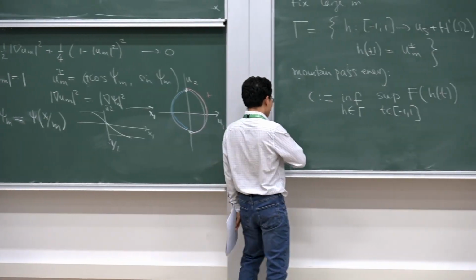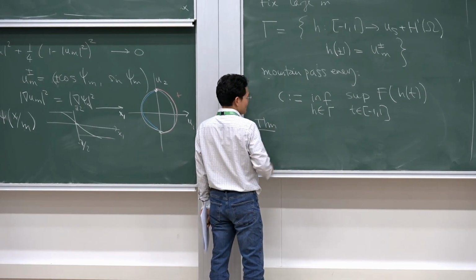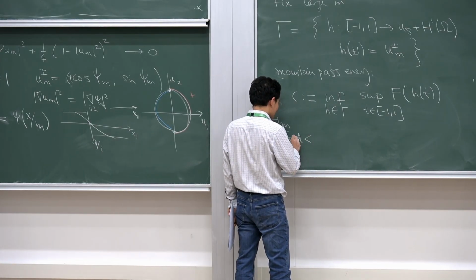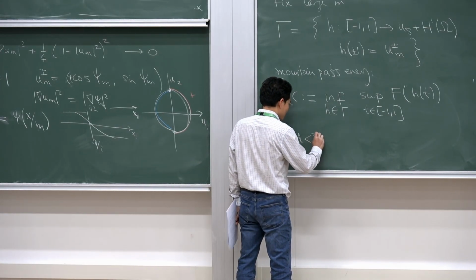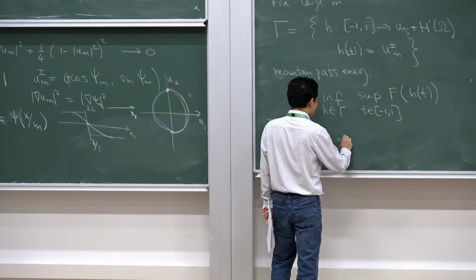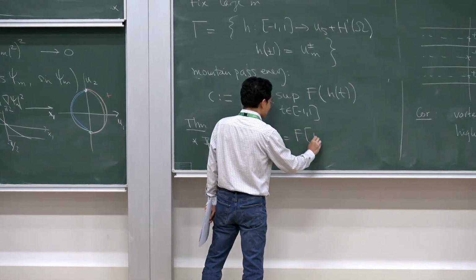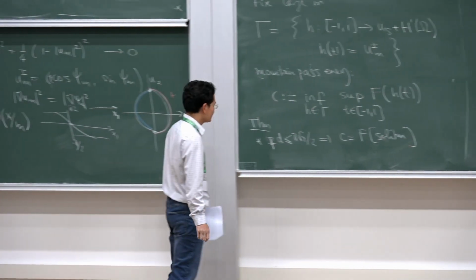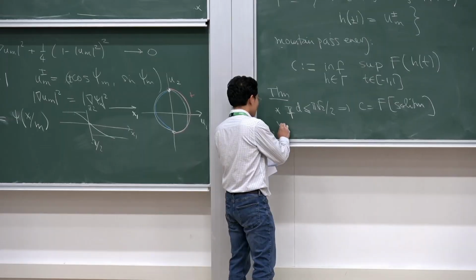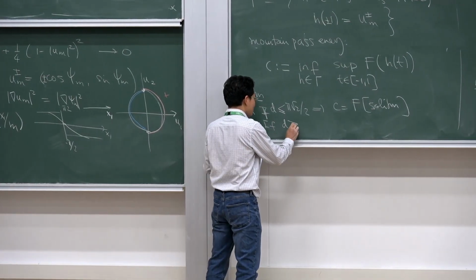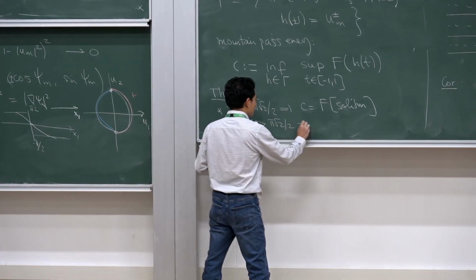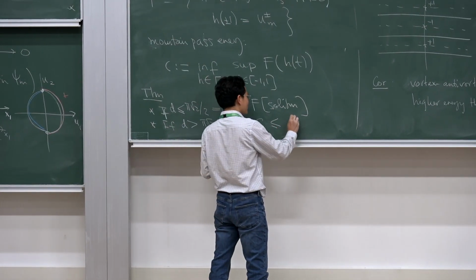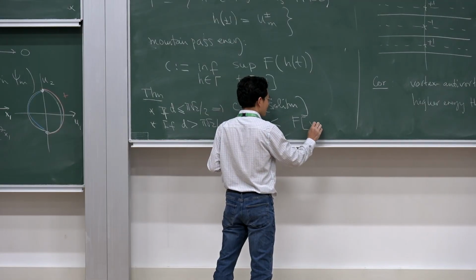Then there's a theorem that if D is less than pi root 2 over 2, then C is just the energy of the soliton. And if D is bigger than pi root 2 over 2, then at the moment all we can say is that this mountain pass energy is at most the energy of the vortex.